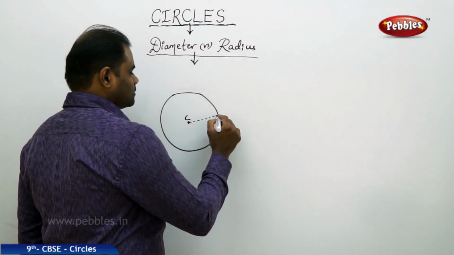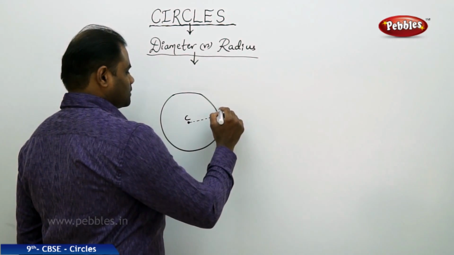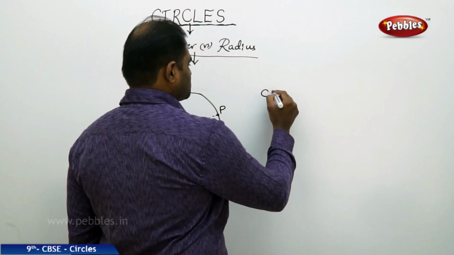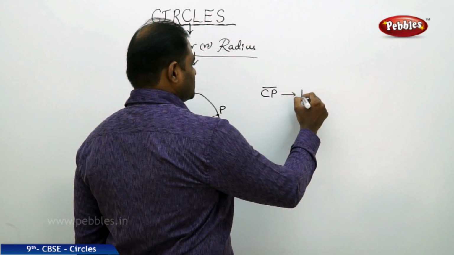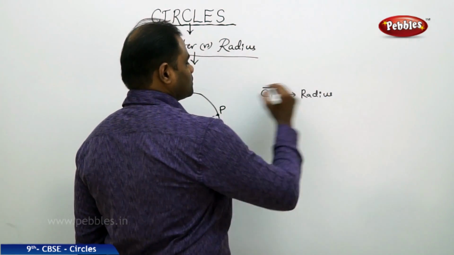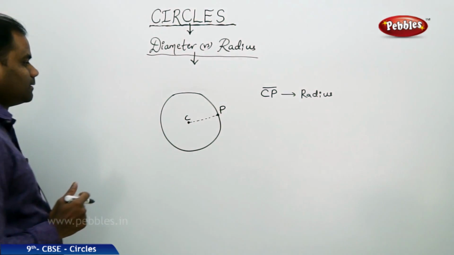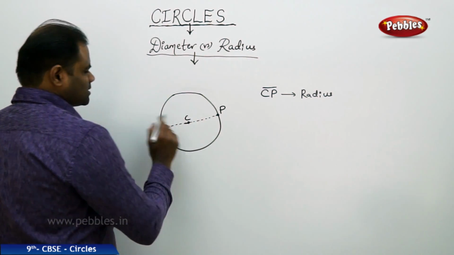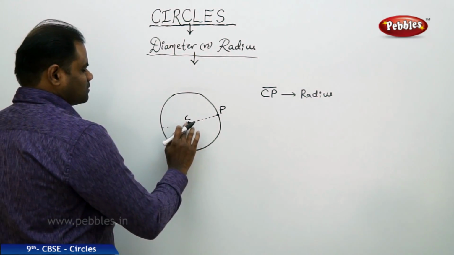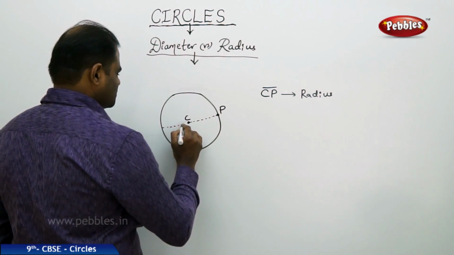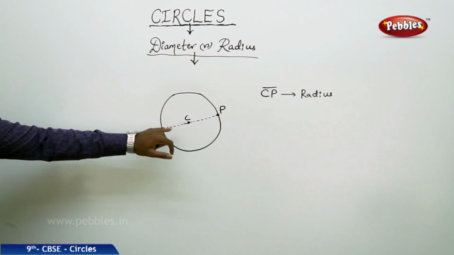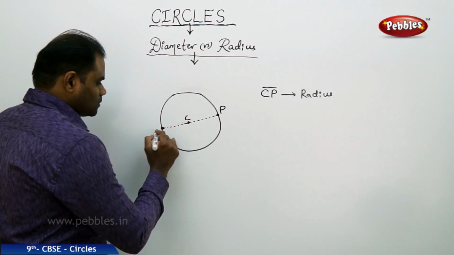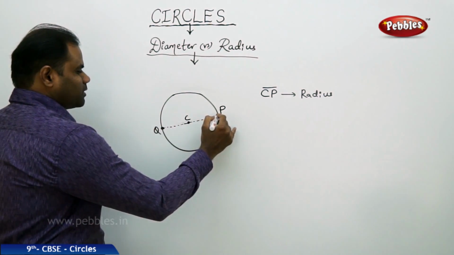C is the center. Say my P is out here. So clearly I know that the line joining the fixed point to any point on the circle, that is CP, is the radius. And then let me extend this line to cut the circle on the other side. So here this line extends to cut the circle on the other side, say at Q. So this point is Q and this point is P.